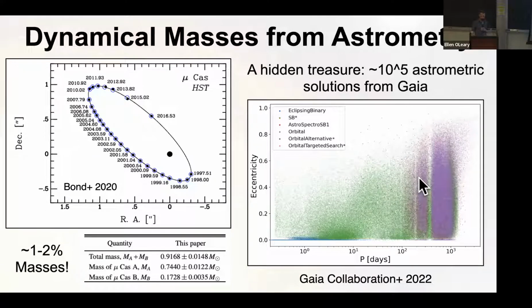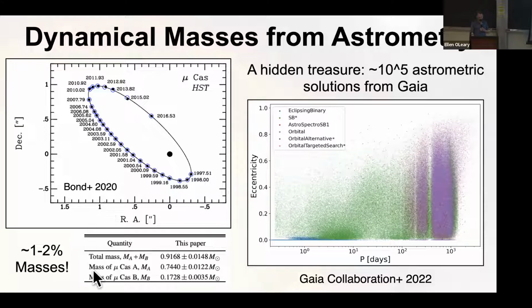I'm showing here an example from HST. This is actually a visual binary where we can use observations such as the ones with HST to map out the orbit on the sky. So this is Mu Cas, a very famous metal-poor solar-type star, a K-dwarf in the solar neighborhood. And you can see this beautiful astrometric orbit that has been mapped out here over decades using HST.